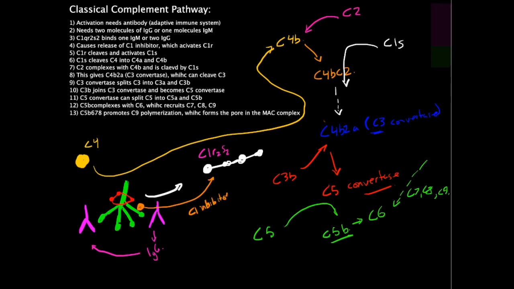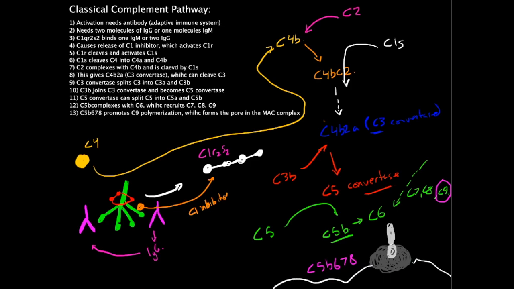The actual molecule of C5B678 will promote C9 polymerization, which forms the pore in the MAC complex, the MAC attack complex. So if we have this MAC attack complex here, right, this is our pore, and then we have a pore formed around here, like this, by the C9 complex. And then if you have your bacteria in here, this is your bacteria cell wall, all the contents are going to start leaking out.